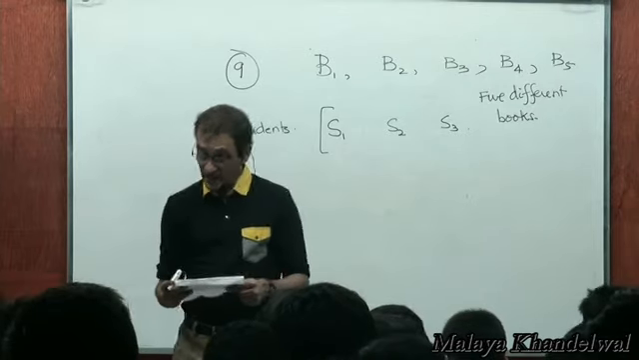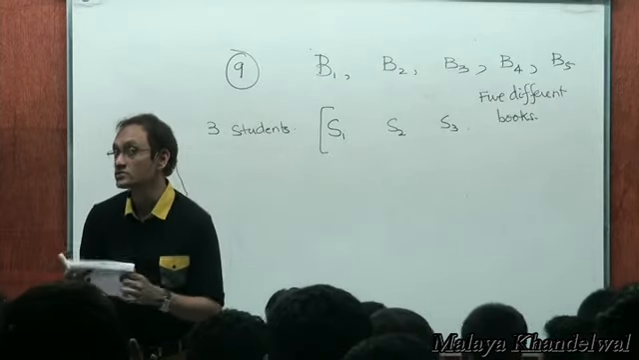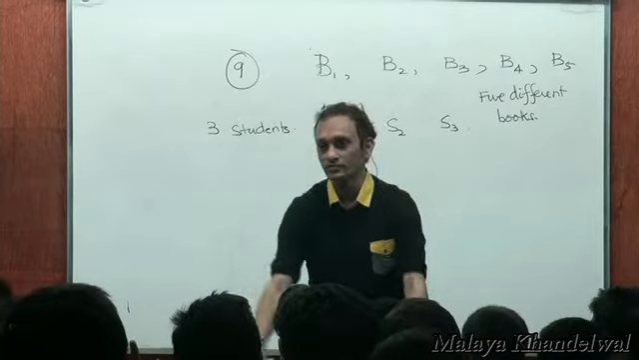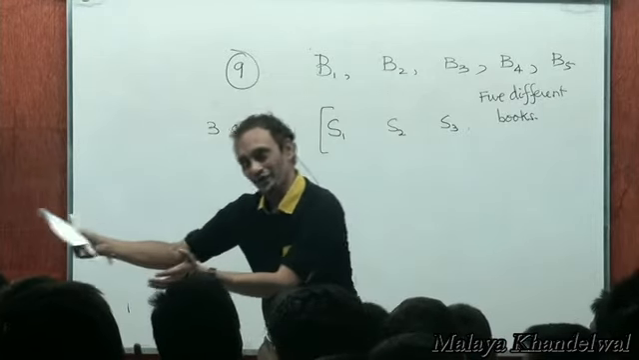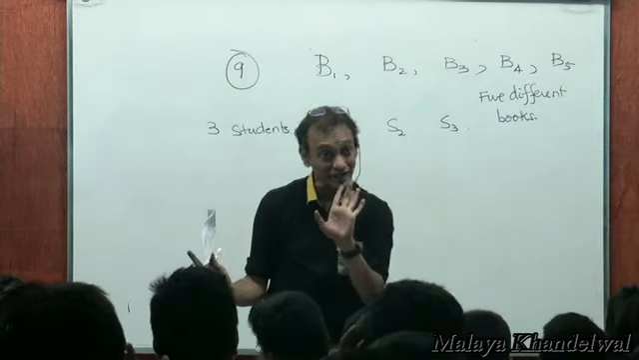In how many ways can we distribute these 5 different books to 3 different students? You're not going to dump a student onto a book. You will take a book and allocate it to a student, isn't it? Not the other way around. So this is logical, understand this.